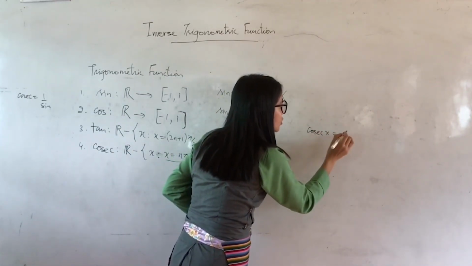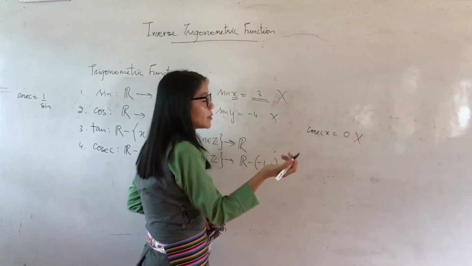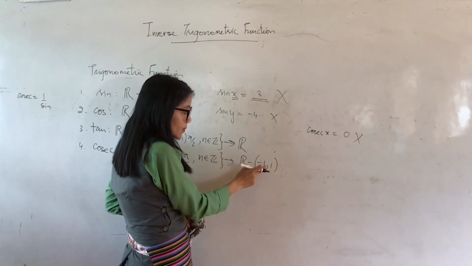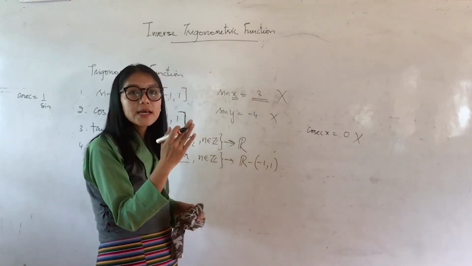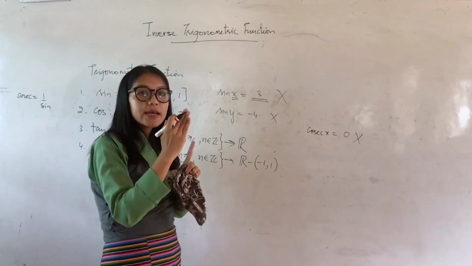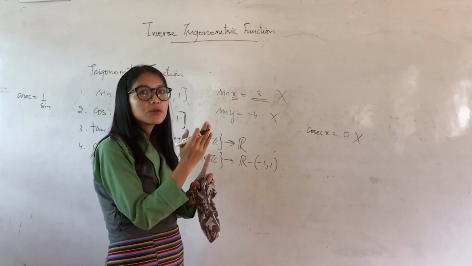So for any x, you will never get cosec of some x equal to 0. This is an invalid equation. So the value of cosec will never lie in this interval. The value of cosec is always greater than or equal to 1, or the value of cosec is less than or equal to negative 1.